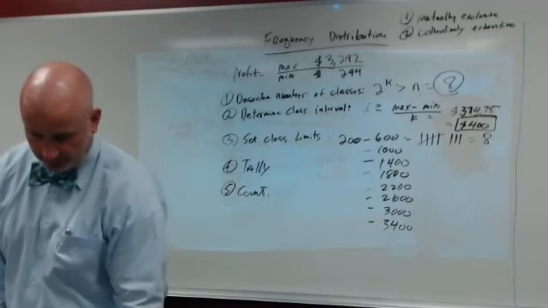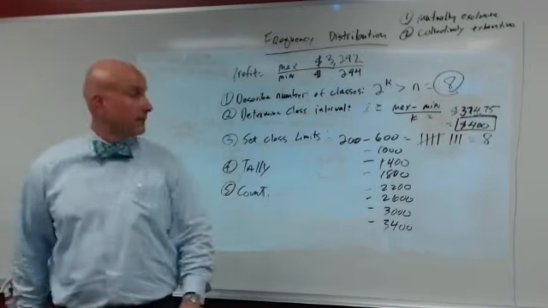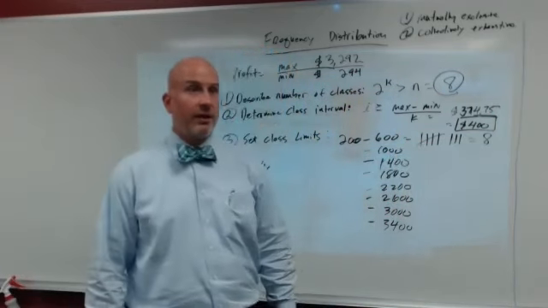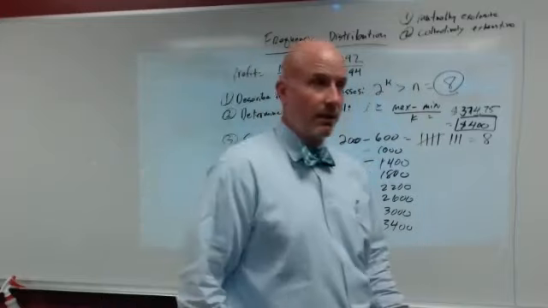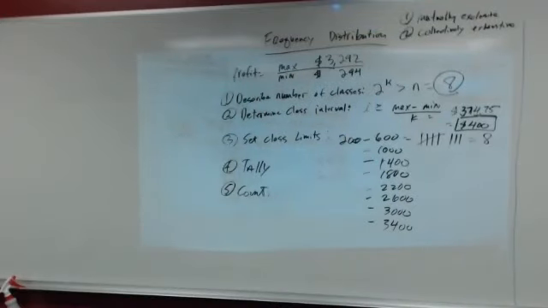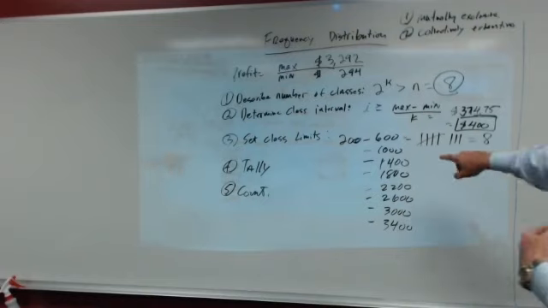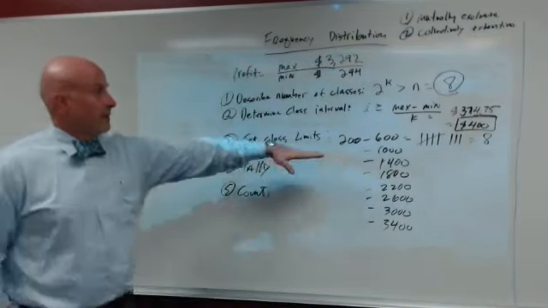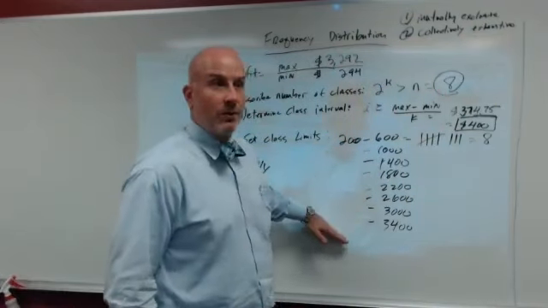How did you come up with that 8? Because there are 8 things between 200 and 600. It's in the chart if you look in your textbook. If you count it, you're going to find 8 levels of profit within this range. Okay. All right, now just continue to do this for each one of these ranges.